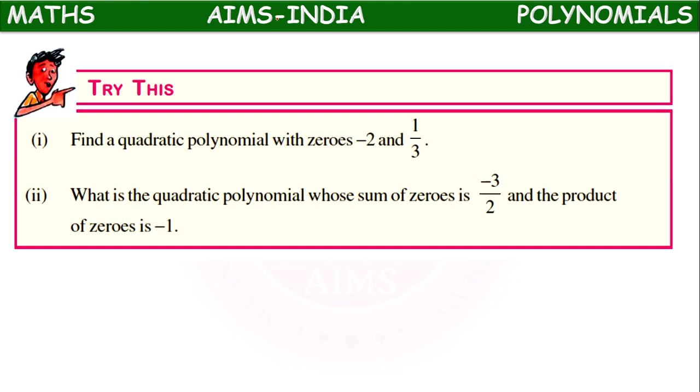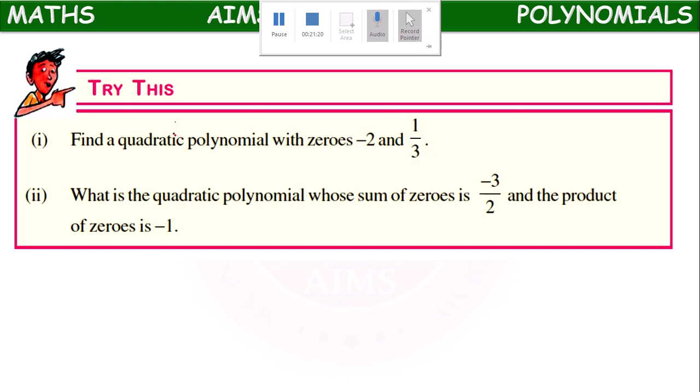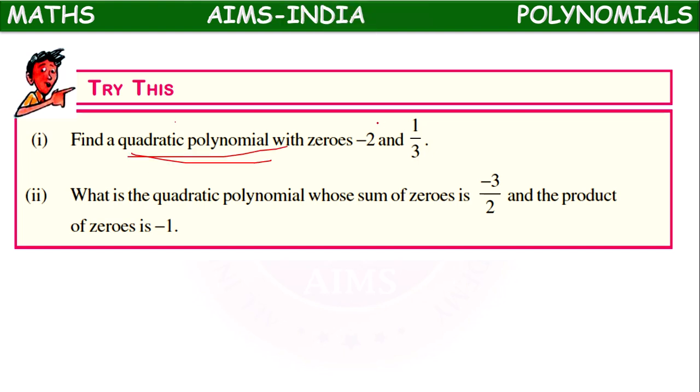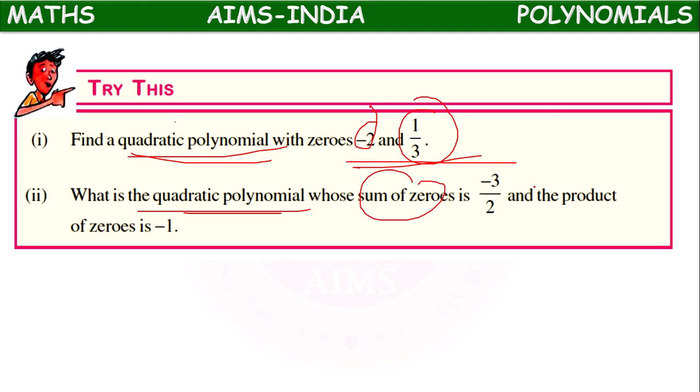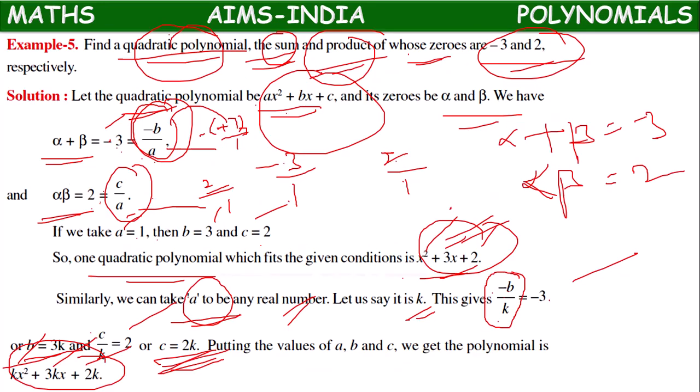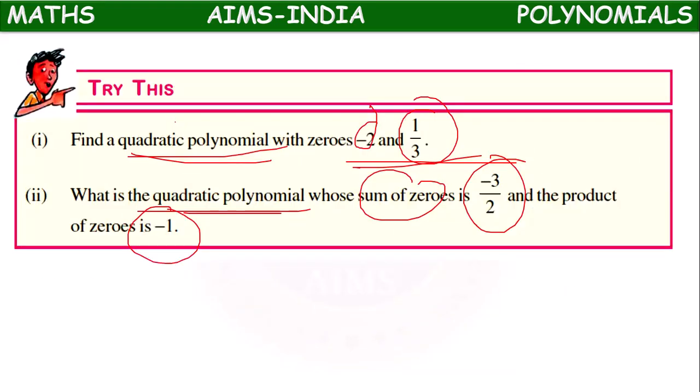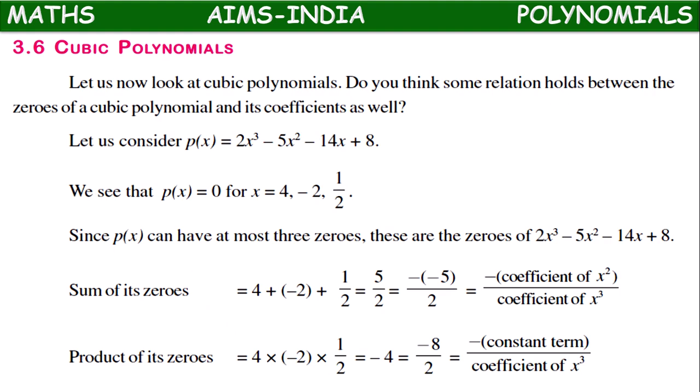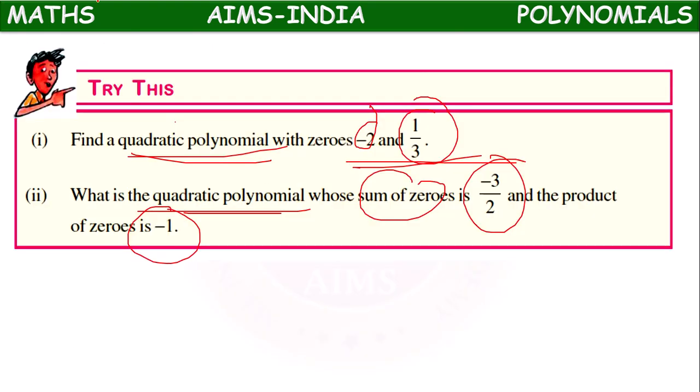Next children, you have to try these questions. Find the quadratic polynomial whose zeros are minus 2 and 1 by 3. And find the quadratic polynomial whose sum of zeros is minus 3 by 2 and product of zeros is minus 1. Means example 6 model, example 5 model. 2 questions are there. So try to solve those questions, children.